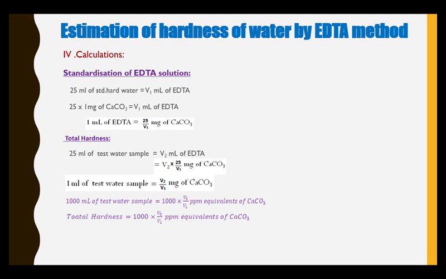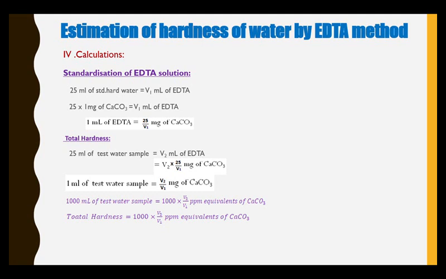Then for total hardness, instead of the standard hard water sample, you take the test water sample. Here you need to take the same volume of the test water sample as you took for standard hard water. Let us say 25 ml is equal to V2 ml of EDTA, which is V2 into 25 by V1 mg of calcium carbonate, because in the standardization I came to know that 1 ml of EDTA is equal to 25 by V1 milligram of calcium carbonate. Therefore 1 ml of test water sample is equal to V2 by V1 milligram of calcium carbonate.